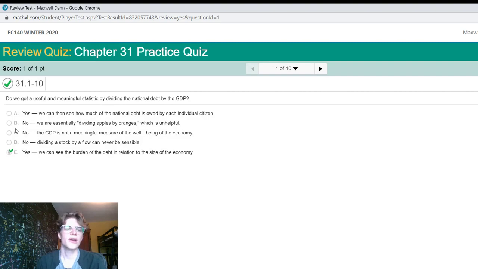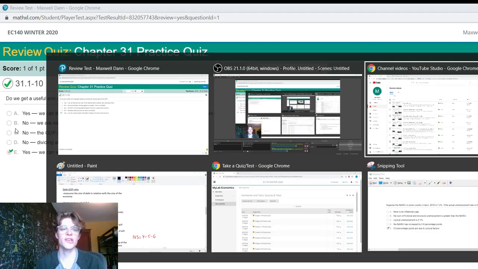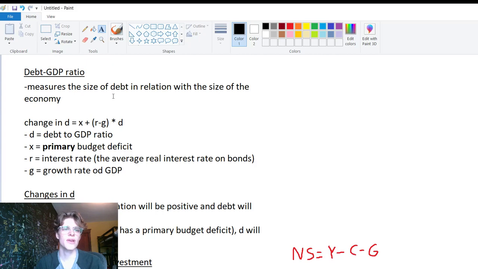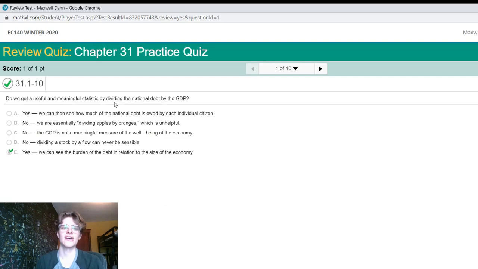So, do we get a useful and meaningful statistic by dividing the national debt by the GDP? Dividing national debt by GDP would give us the debt to GDP ratio, which is actually a pretty useful thing. It measures the size of debt in relation with the size of the economy. So what that means is if your debt is really big but your economy is really big, as is the case of the US, it might not be too bad. But if your debt is really big and your economy is very small, as in the case of Greece right now, you're in big trouble. So it is a very meaningful statistic, and it helps show us how grave the debt is in relation to our economy and our GDP.